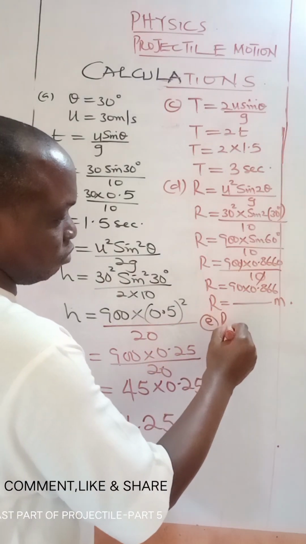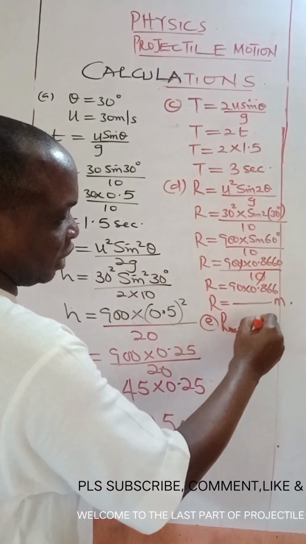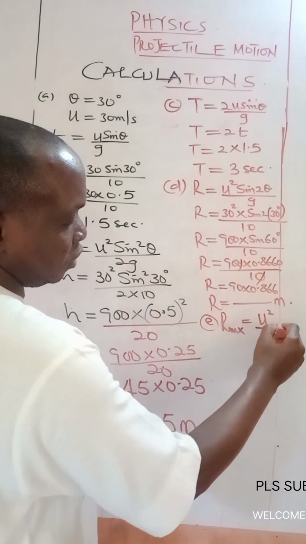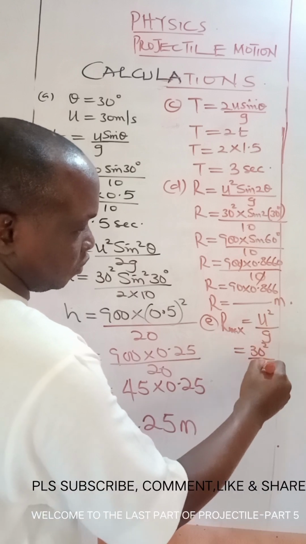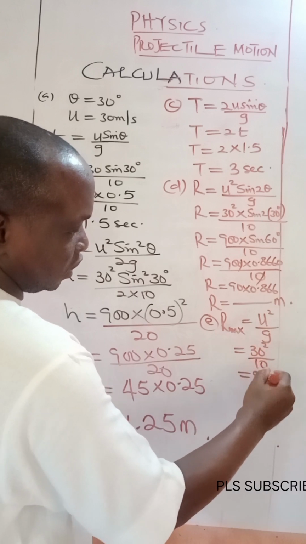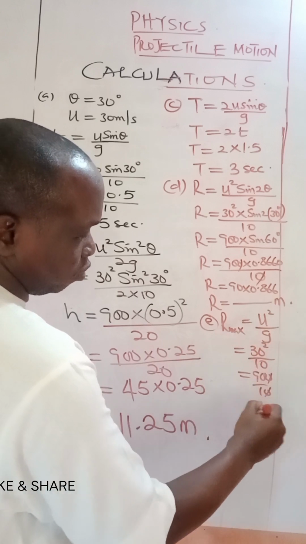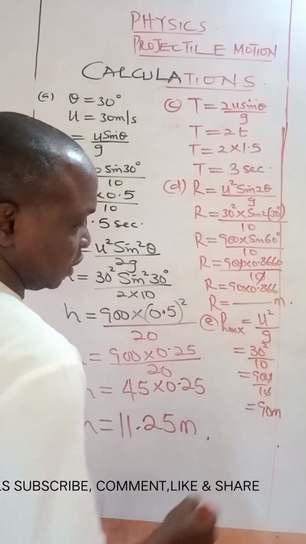Then E, maximum range, R maximum. You still remember, it is u squared all over g. So 30 squared all over 10, 900 all over 10. So it will be 90 meters.